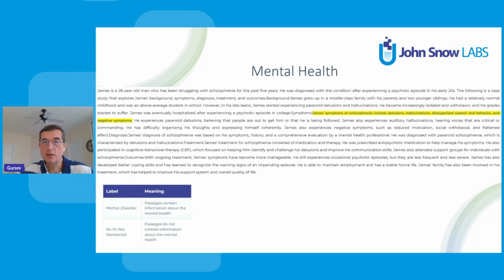In the highlighted section, you will see James' symptoms of schizophrenia: delusion, hallucination, disorganized speech and behavior, and negative symptoms. So we will see that the person has a mental disorder, and the confidence of the model is almost perfect, because there are five different words which all point to the mental health problem of this person.